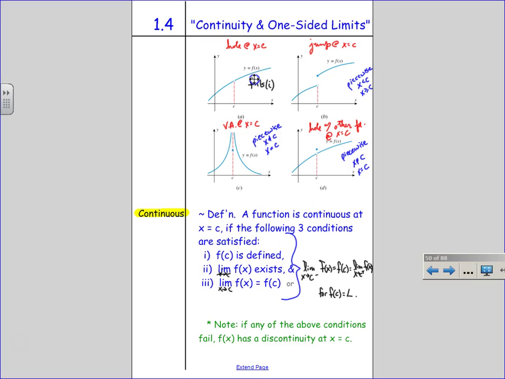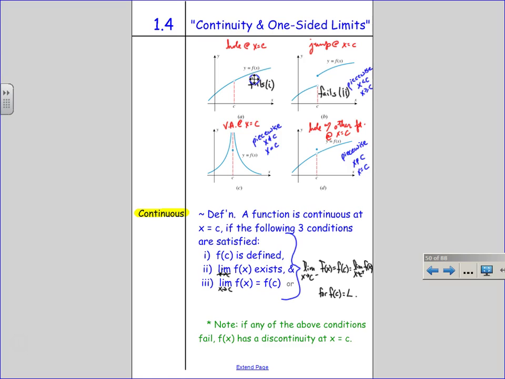Whenever you have a hole at c, it's failing condition number 1. How about the second one? The jump at x equals c. What's it failing? Why doesn't it fail the first one? Go to c. Is there a point? Yes. Oh, it doesn't fail the first one. It fails the second one because do the one-sided limits agree? Does the limit exist? Do they agree? No. So since they don't agree, the limit doesn't exist. That would be a D&E limit.